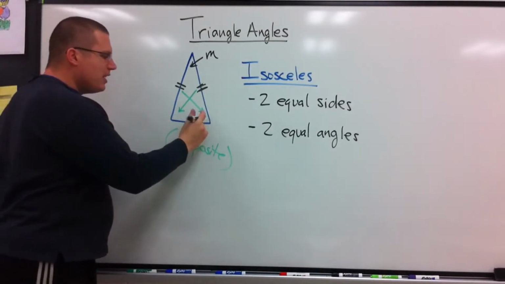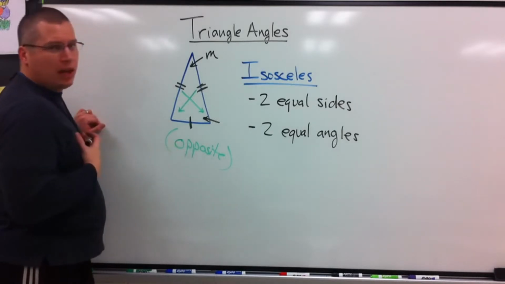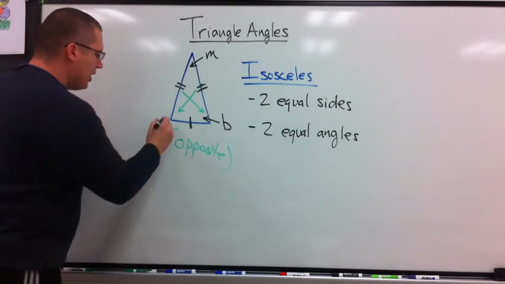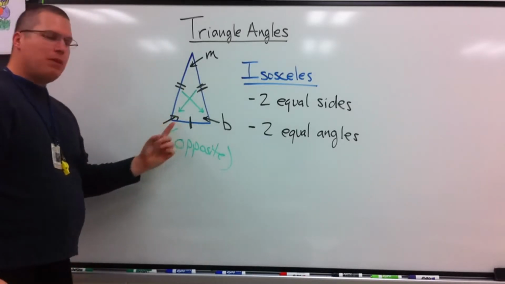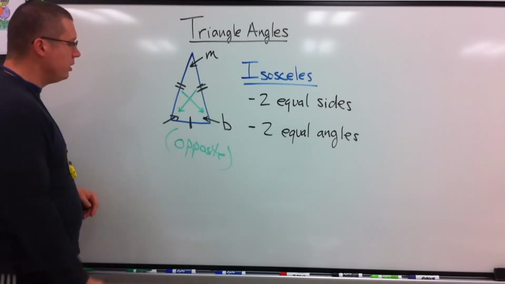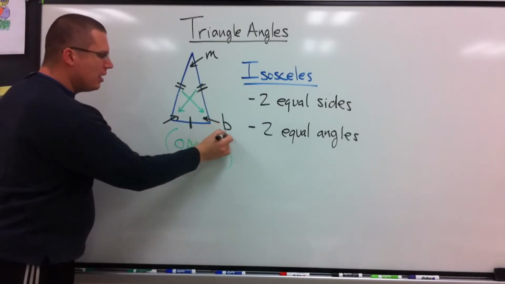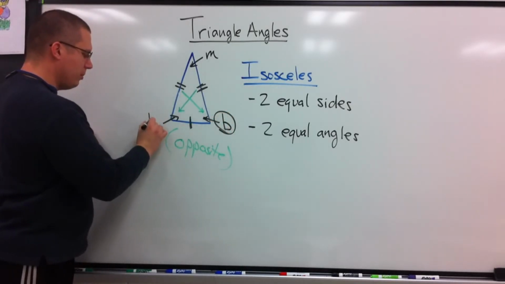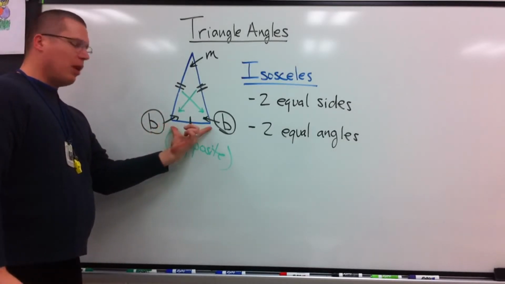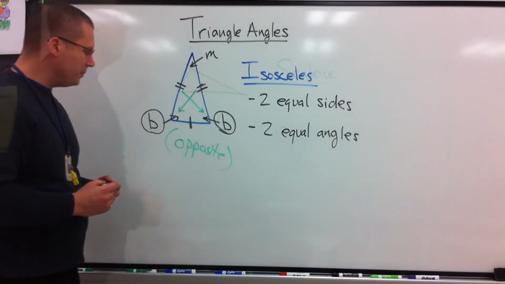Now, down here, let's pick a different variable. What variable do I want for this angle? I don't care. Let's use b. Now the thing is this. What must this angle be worth? Remember, isosceles has 2 equal angles. It's the opposite angles of the congruent sides. So if this angle is b, this one must also be the letter b. 2 equal angles, 2 equal sides, 2 equal angles in isosceles.